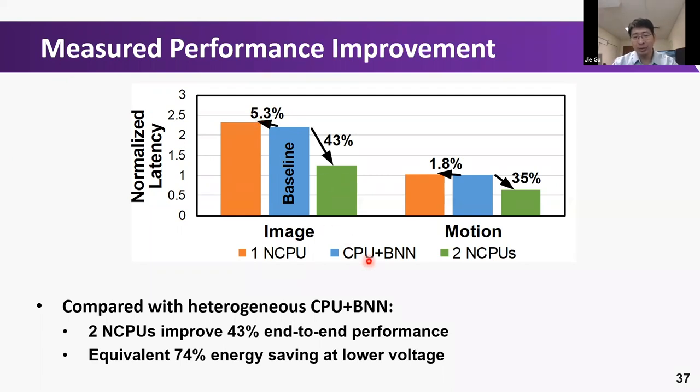But if you implement a two-core system, then we can get a 43% end-to-end performance improvement. And equivalently, that's even 74% energy saving if you lower the voltage and reach that performance level. So this highlights basically the benefit of the system in terms of the end-to-end performance, which is very important for the real-time system.